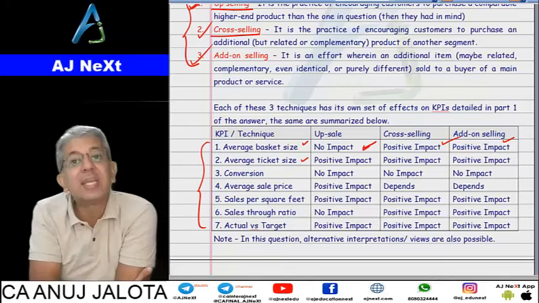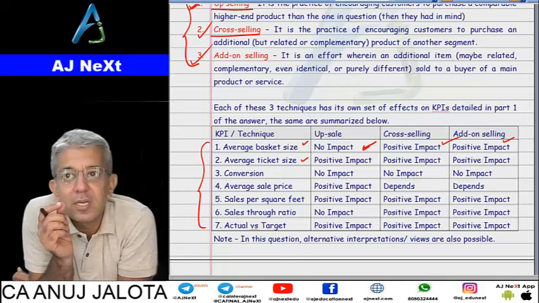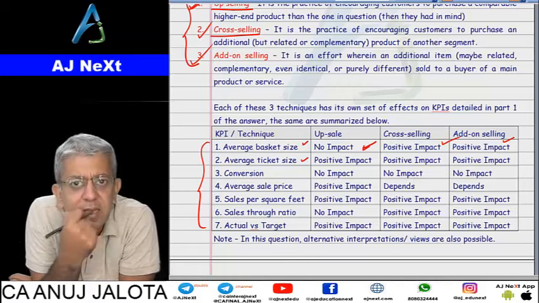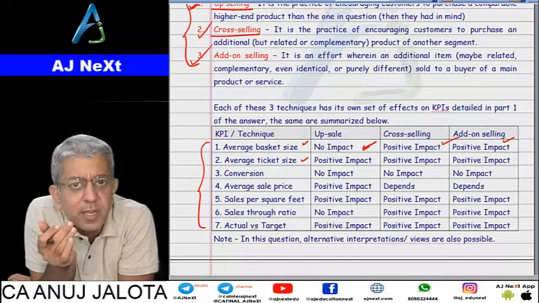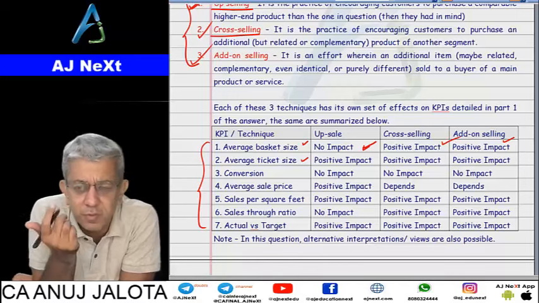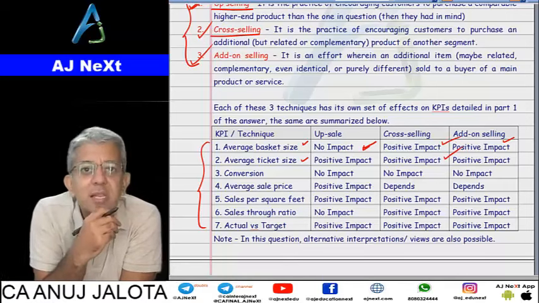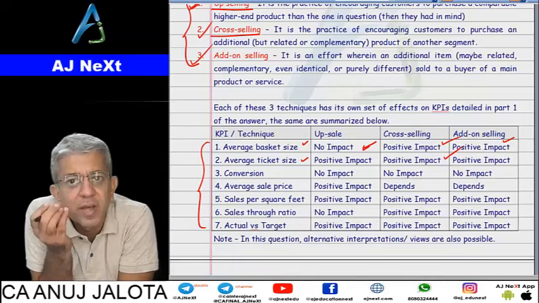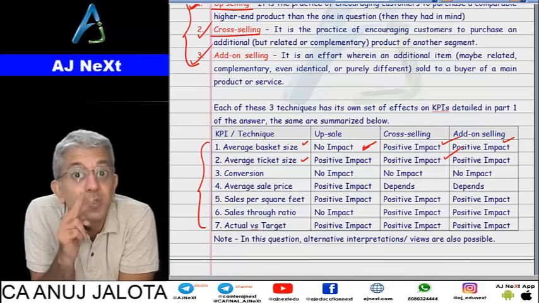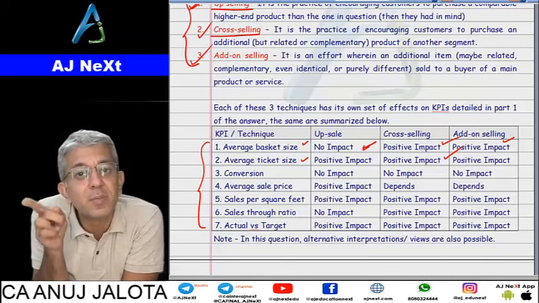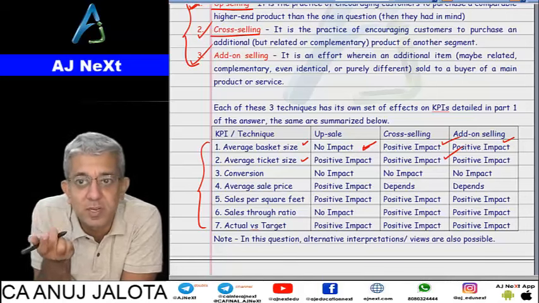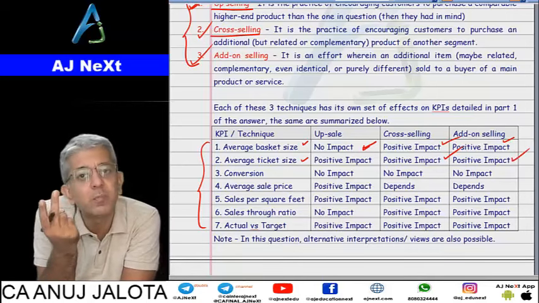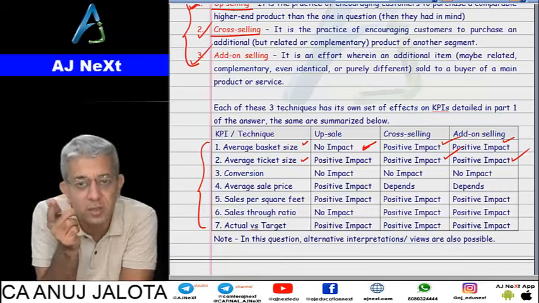Then average ticket size. Ticket size is your selling price per bill. Obviously, if you upsell, then instead of a 20,000 rupee bill, it will be 80,000, so that will be a positive impact. If you cross sell, a customer had come to buy only a phone and you sold him wireless earphones also. Now there will be two items per bill, and the total of their sales will be the sales per bill, so it will have a positive impact. Exactly the same logic applies for add-on selling. Instead of one, you are selling him two, so there will be two sales on each and every bill.